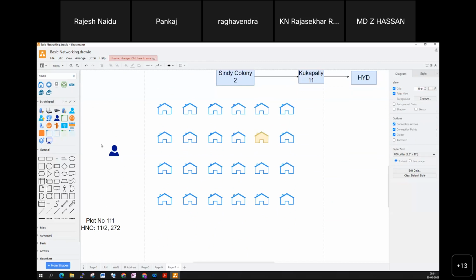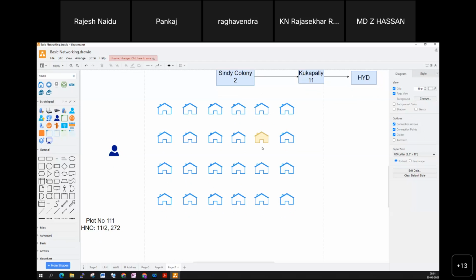So Cindy Colony and Dollar Colony are near to each other. Unfortunately, the postman identified house 272 in Cindy Colony and delivered the parcel there. Is that correct? No, right?